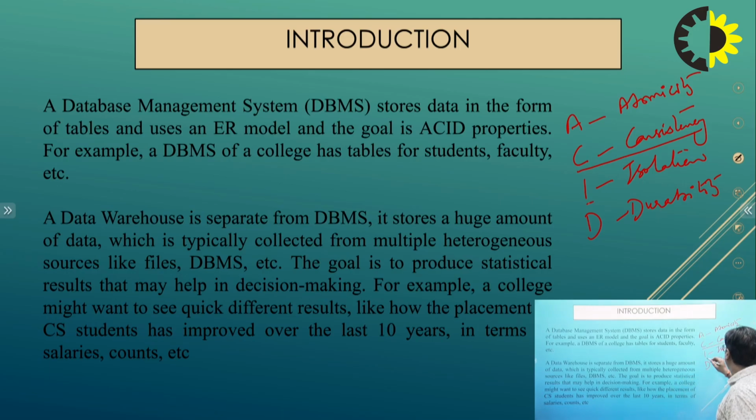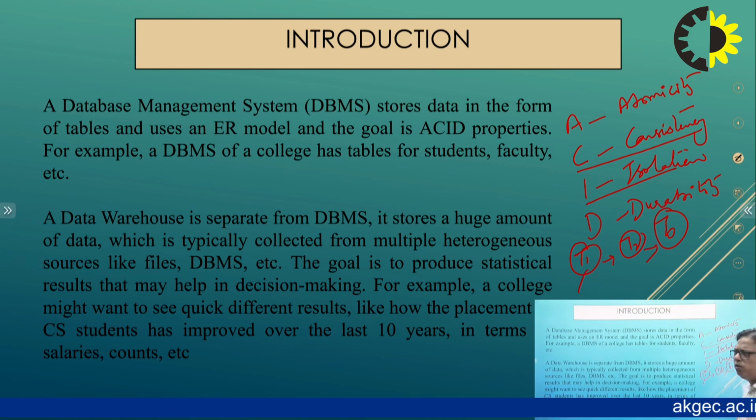Third is isolation. If transaction T1 performs any action, then T2 and T3, these are all transactions in isolated form. T1 is isolated from all other transactions. And D is durability. After completion of transactions, or after completion of the process and execution of data, the database should be saved permanently in the database management system.